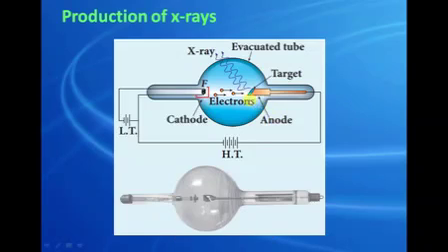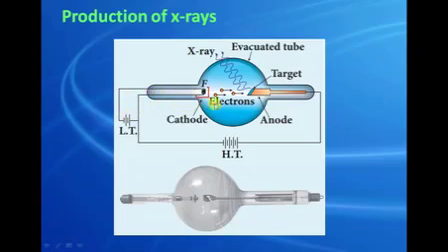Next we are going to see the production of X-rays. X-rays are produced in the X-ray tube, which is a discharge tube. That tube is called the Coolidge tube. A tungsten filament F is heated. It is the tungsten filament, heated by a low tension battery.